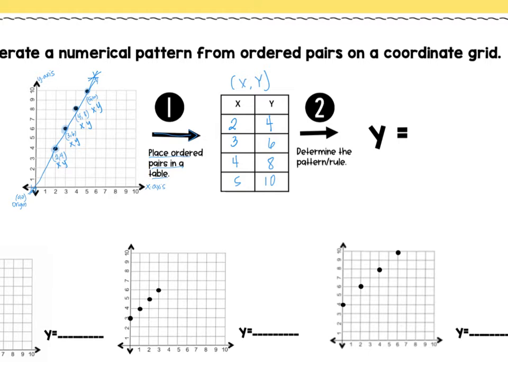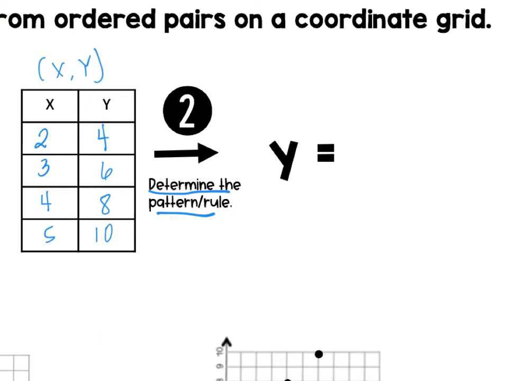So we went from our coordinate plane to our table, and now we can determine the pattern or rule using our table. In order for us to look at our table and determine the rule, we have to figure out how did we get from x to y. When we have coordinate grids and coordinate pairs, we either have an additive relationship or a multiplicative relationship. That means we are going to either add something to x to get to y or multiply something by x to get to y. So let's look at our table.